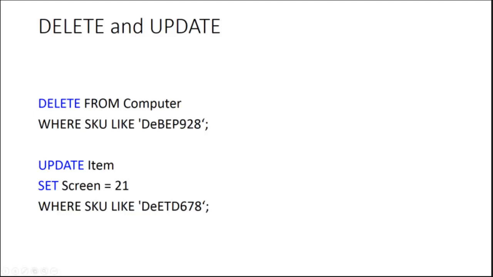Or updating, changing existing data in a database: update followed by the table name, set, that's a keyword, set, field name equals a value. That's the new value that will be entered in that field, where the criterion, the SKU like followed by the primary key of the records. All the screen fields of records with this primary key will change to 21.